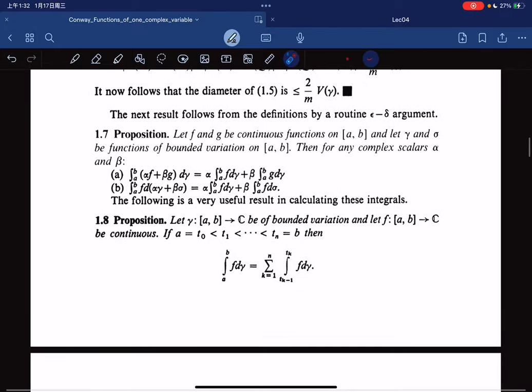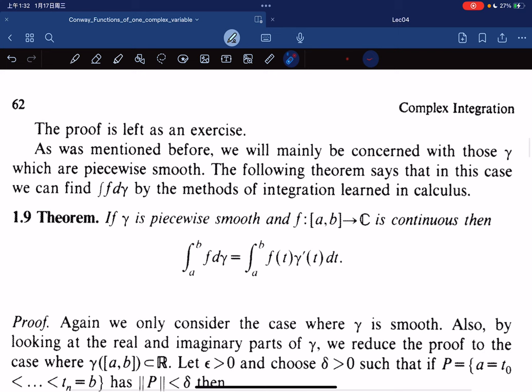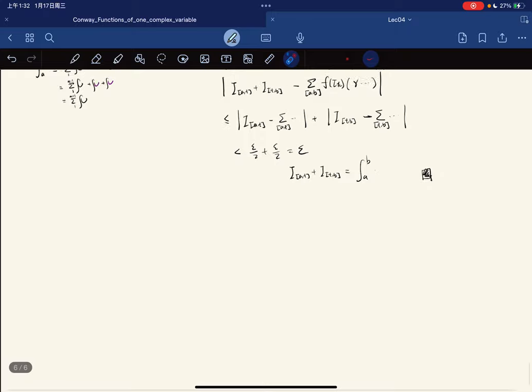Okay, so the next proposition says that we have a formula. This looks really like the change of variables theorem, right? If it's piecewise smooth and it's continuous, then we have this formula. Okay, so theorem 1.9 is going to be our last theorem.